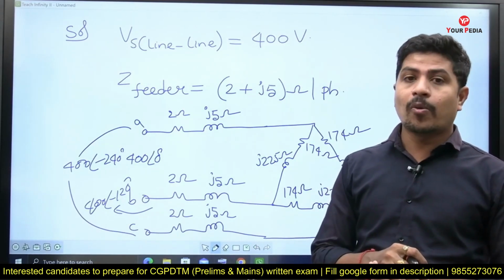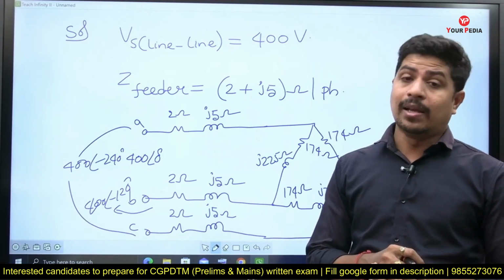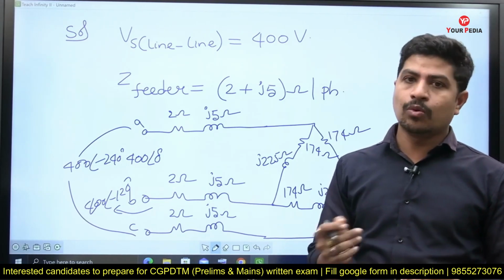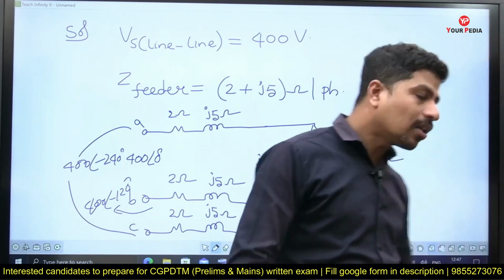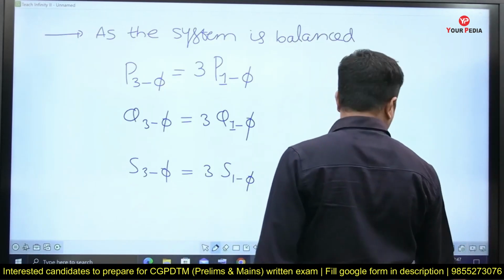Because neutral point is not available, I will convert that one into star. Then I get neutral point, I will get current. Once I have current, I have voltage. Yes, I'll redraw this diagram.